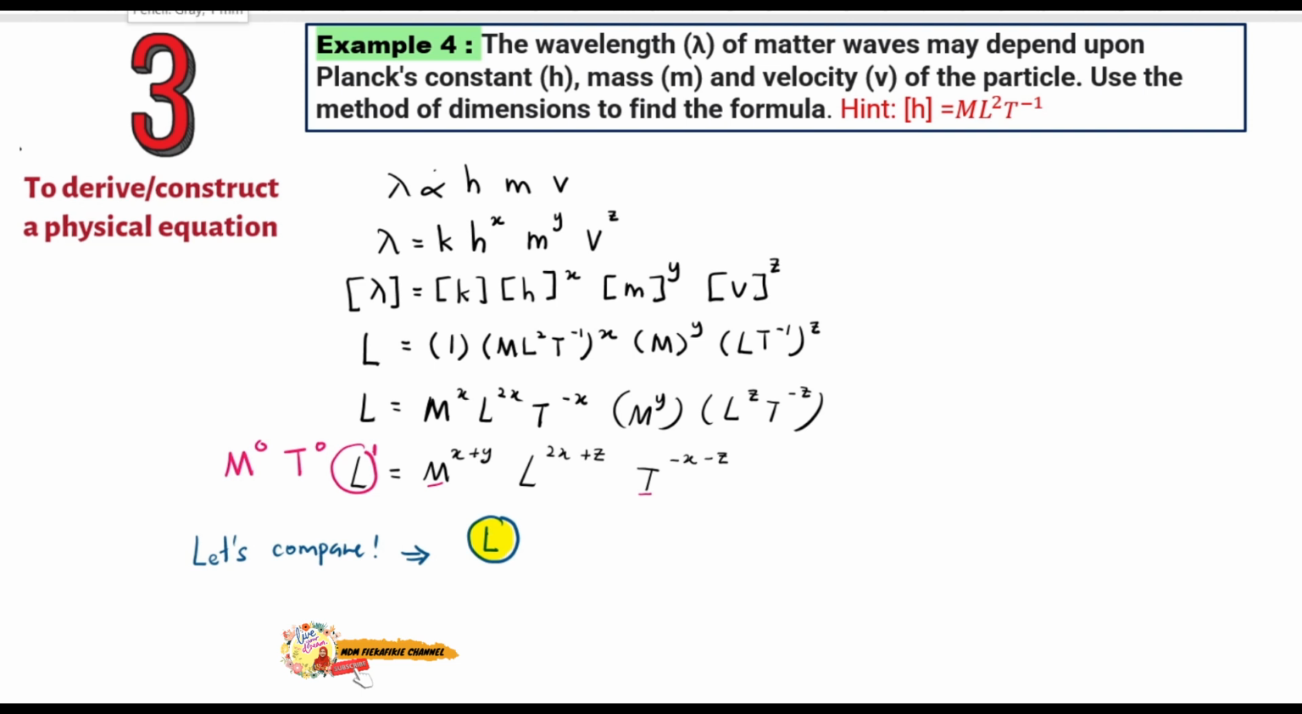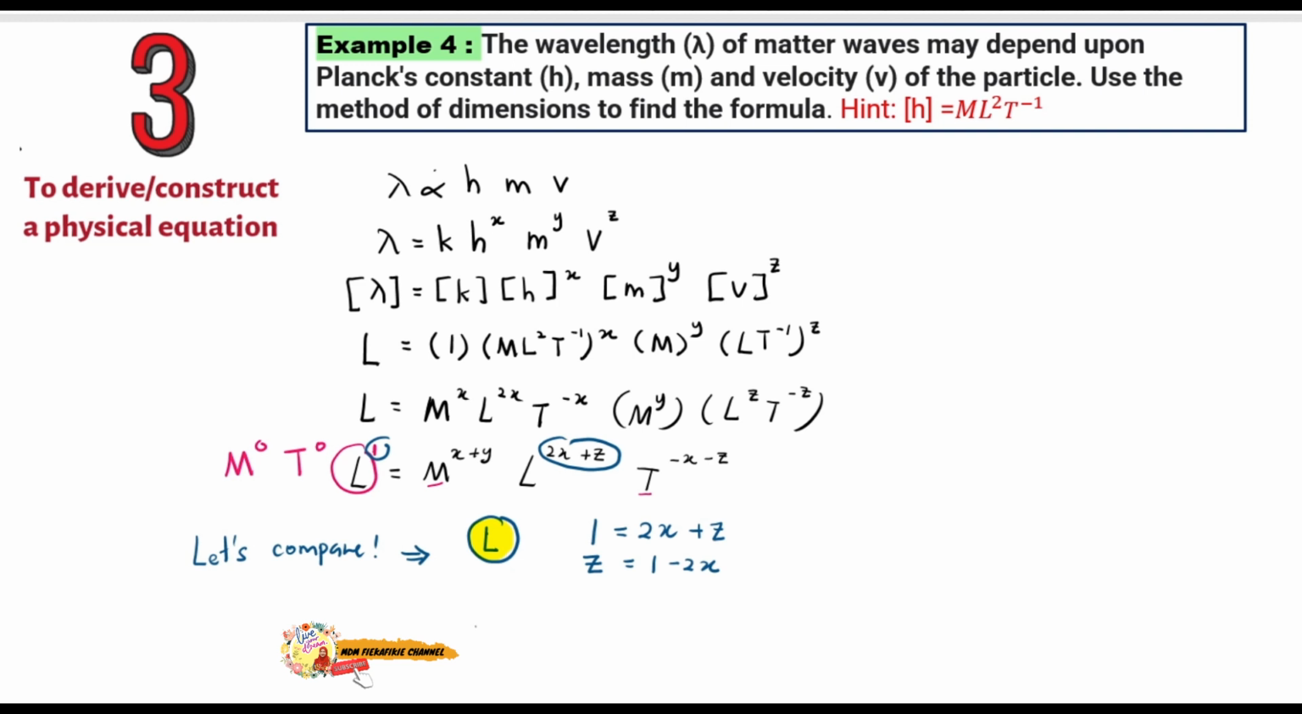Alright, so for L here we have L1 and the right hand side we have 2x plus z. Tengok dekat sini, ini yang kita nak compare. Jadi saya akan tulis 1 is equal to 2x plus z. So we can rearrange this equation. Contoh, kita nak jadikan dia z is equal to 1 minus 2x.